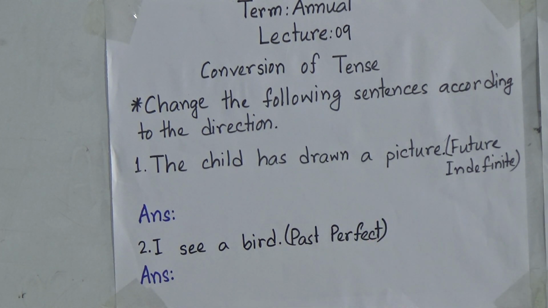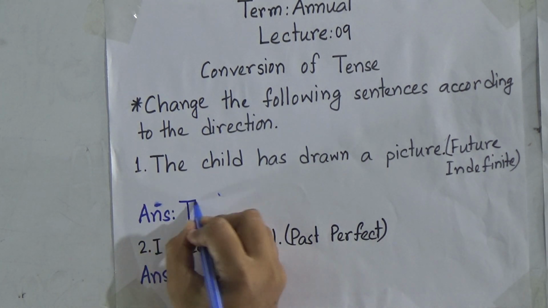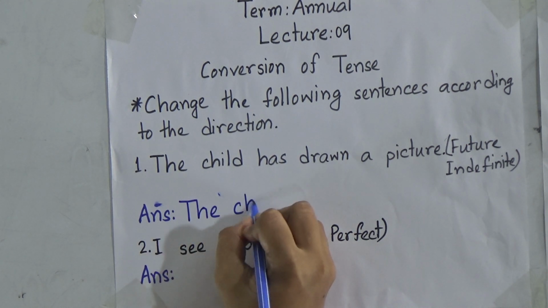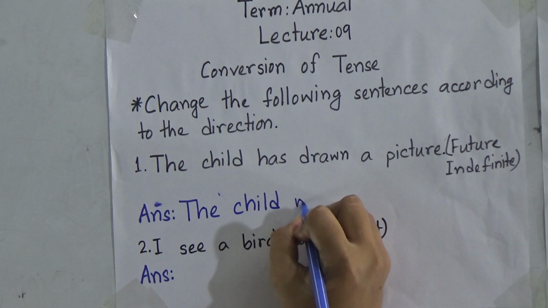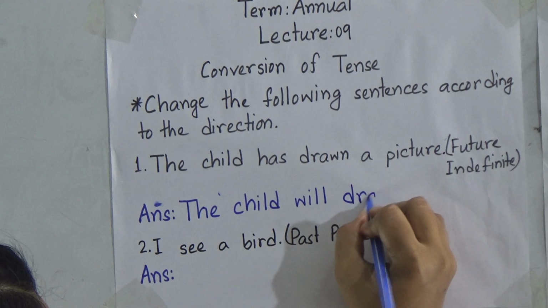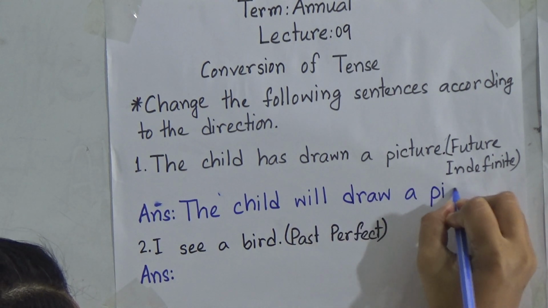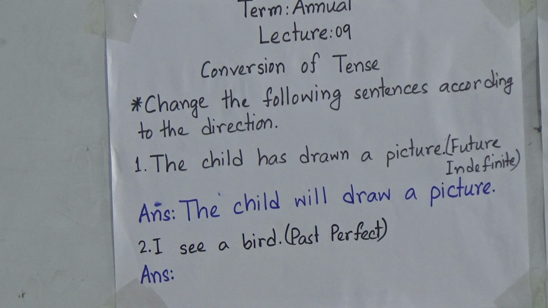So what is the structure of the future indefinite tense? Could you remember? Yes, I know you can. At first we will write the child, our subject. Now according to the structure we will add will or shall. We use will after I or we. Now we will write will: the child will, and we use the present form of the verb, that means draw. The child will draw a picture. So it's done, and the sentence is the child will draw a picture.